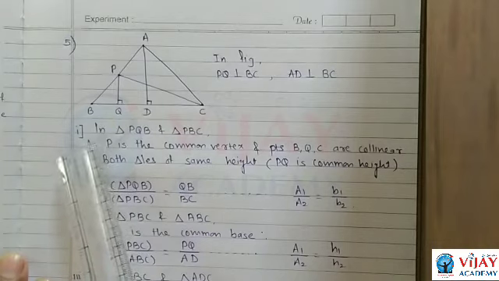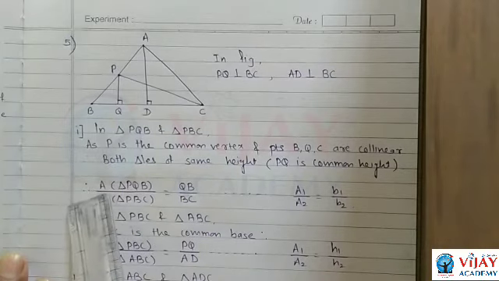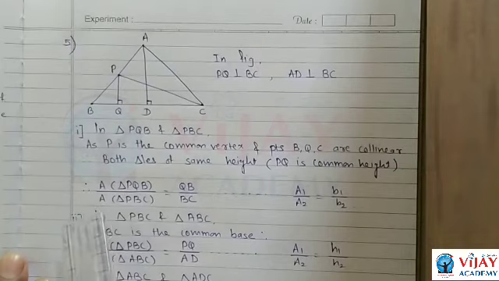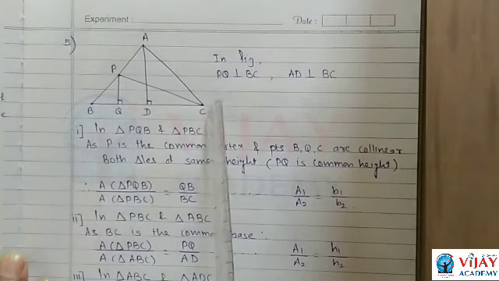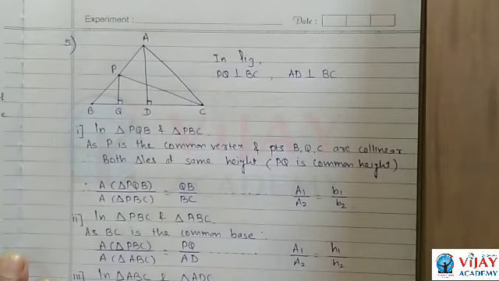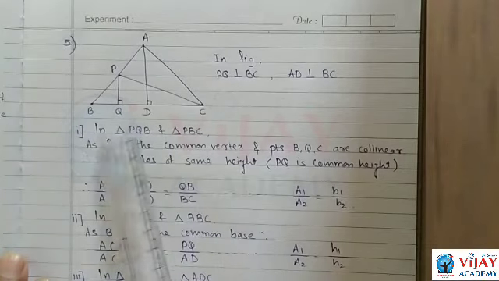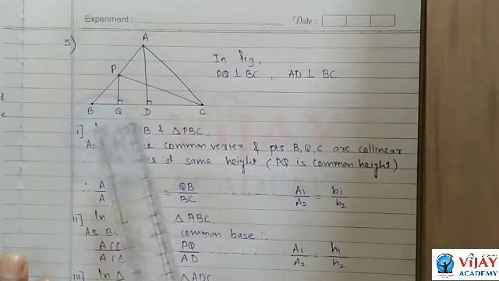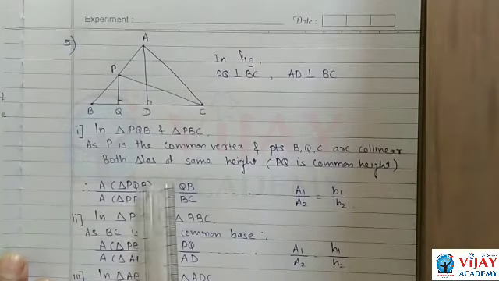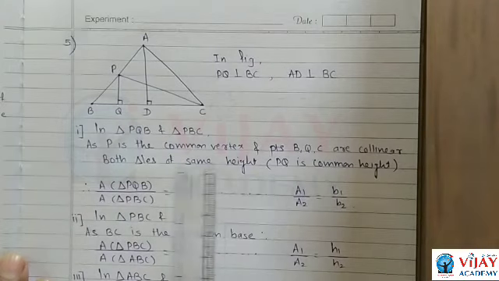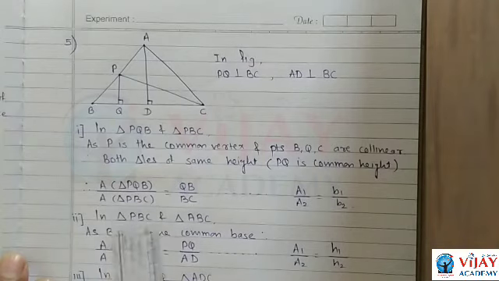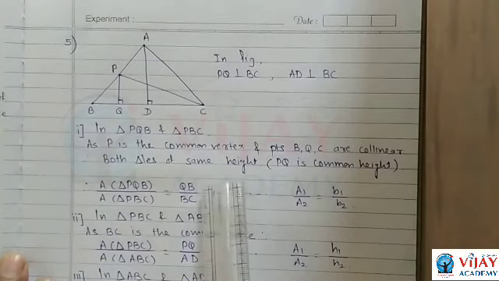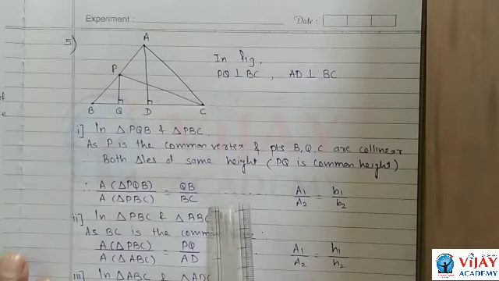So in the first question, you have to find the ratio of the area of triangle PQB upon the area of triangle ABC. If we take triangle PQB and triangle PBC, P is the common vertex and the points B, Q, C are collinear. Therefore both triangles have the same height, so their areas depend on their corresponding bases. So the area of triangle PQB upon the area of triangle PBC is equal to QB upon BC.